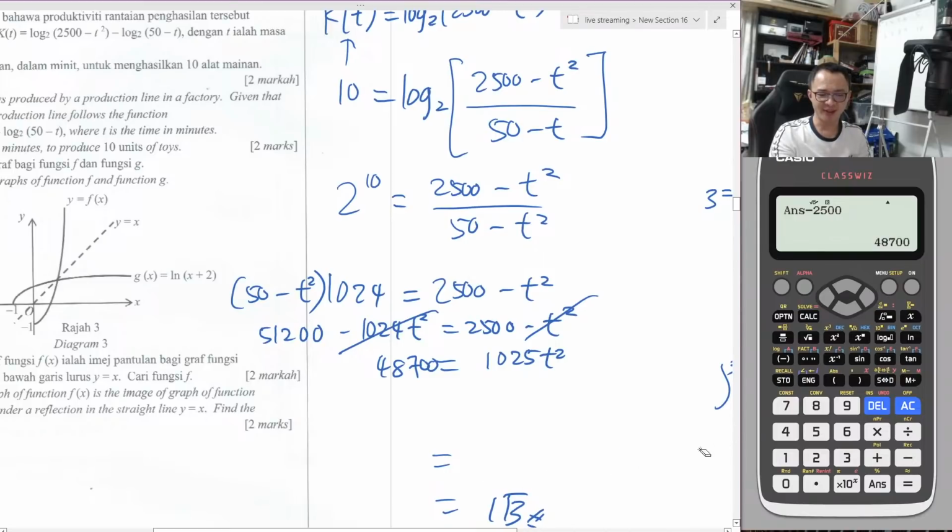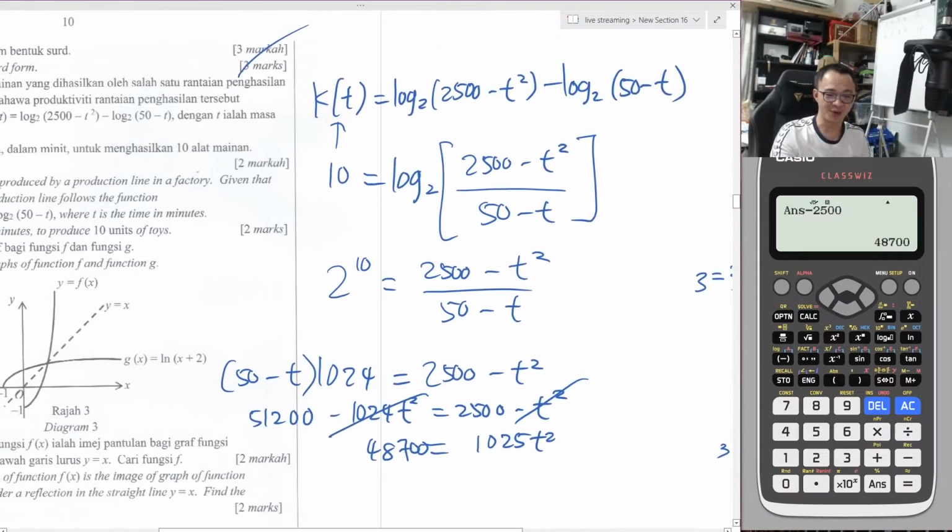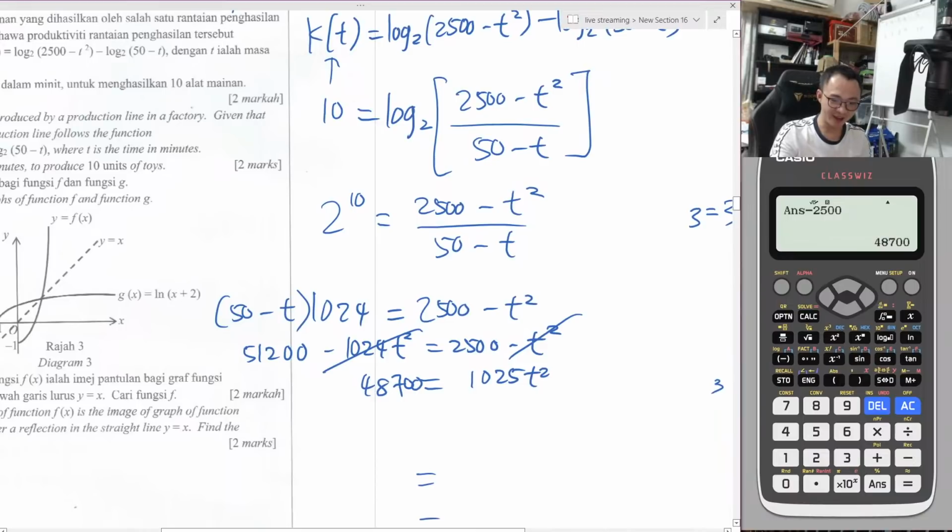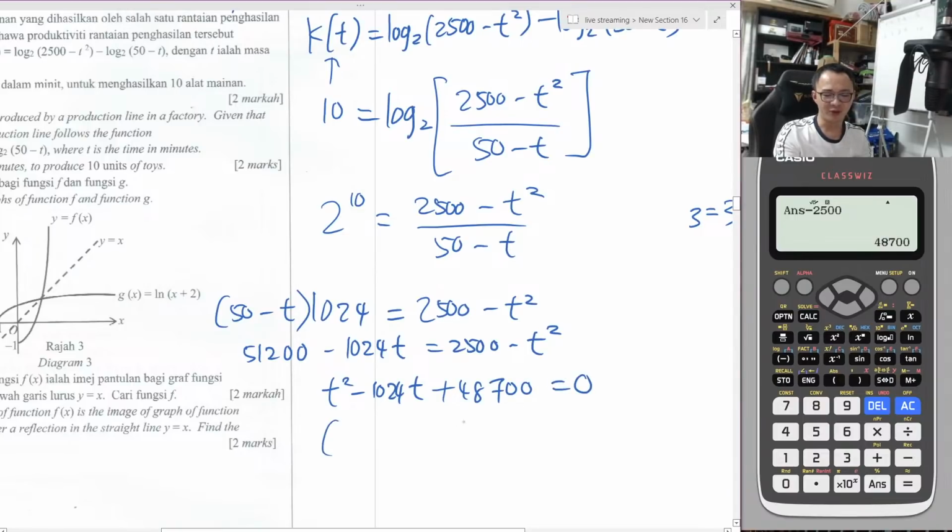Am I making any mistake here? Oh no, this is t, not t squared. Sorry. Because this one doesn't have a square. Then this one cannot do like this already, then here will be wrong. So many wrong here. So this one should be t squared minus 1024t, and then plus 48700 equals 0. Here I want to factorize it.